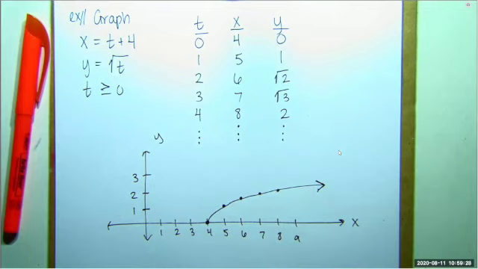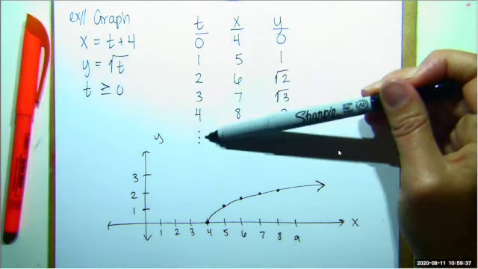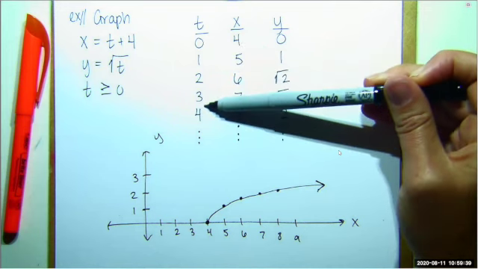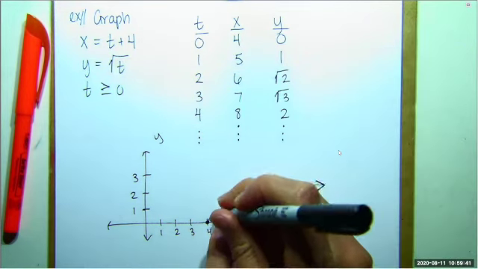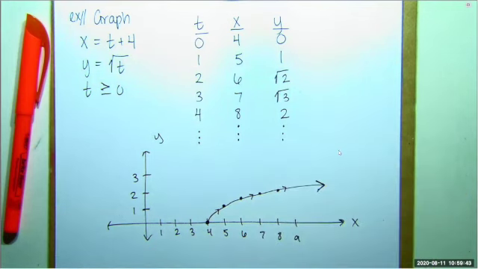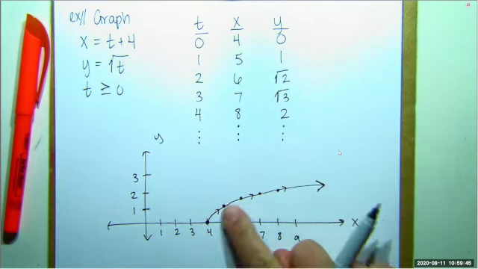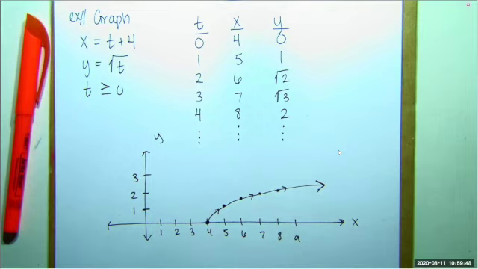The other thing you sometimes see on these plane curves is little additional arrows to show the direction of movement. So as t goes from 0 to 1 to 2 to 3 to 4, we've moved in this direction. So sometimes you see little arrows on there to show you that as t increases, this is the direction of our plane curve.